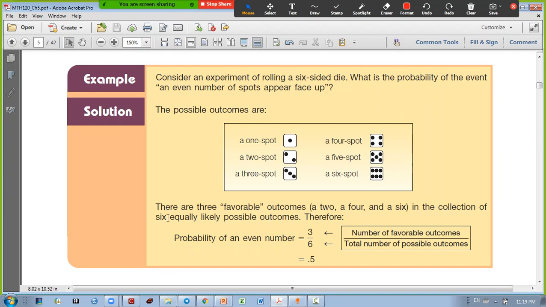Okay, based on this one, how many even numbers are in our one die? There are three. Yes, there are three even numbers in our one die. What are the even numbers? 2, 4, and 6. So there are three favorable outcomes: 2, 4, or 6 in the collection of 6 equally likely possible outcomes.